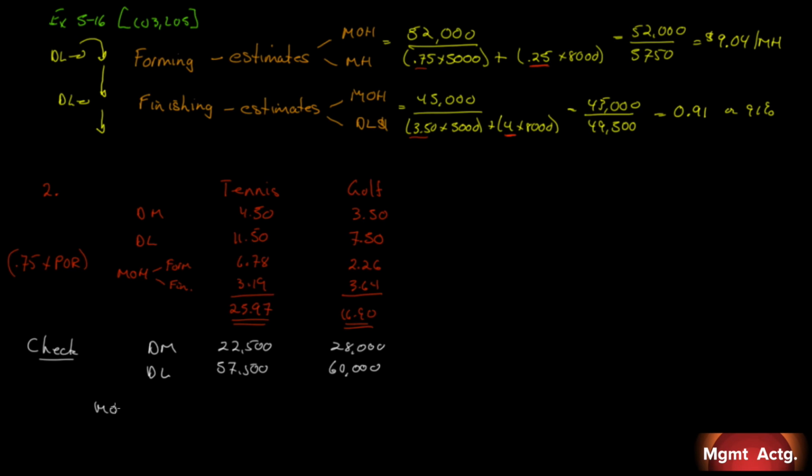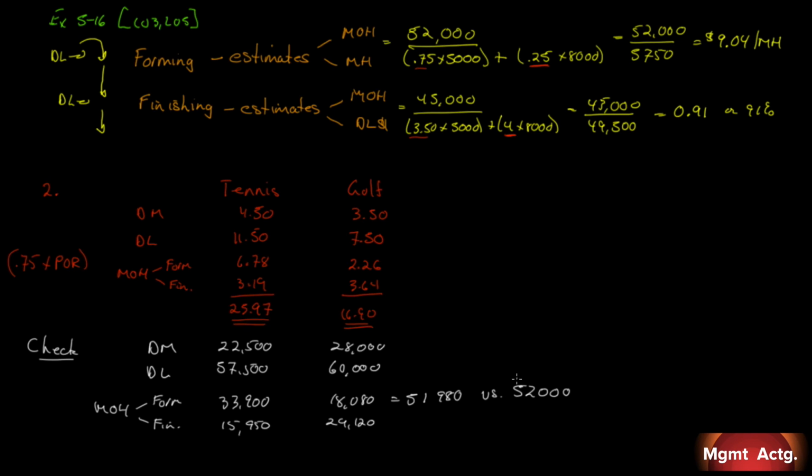Our manufacturing overhead. Now this is where it falls off the rails a little bit. Forming and finishing. Our forming will be $33,900. Finishing will be $15,950, and for the golf club, we're looking at $18,080 versus $29,120. Now, if you add these two numbers together for forming, this is the applied overhead. So the forming department is applying $51,980 versus $52,000. What went wrong here?